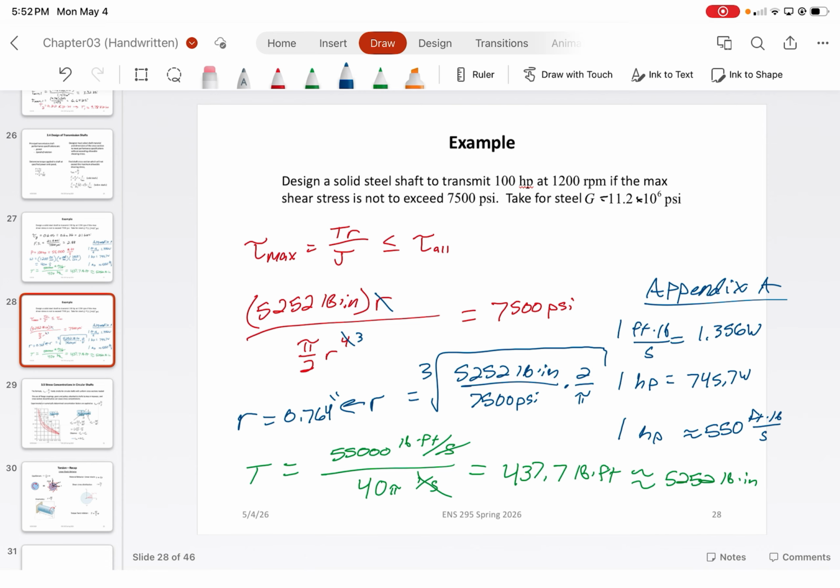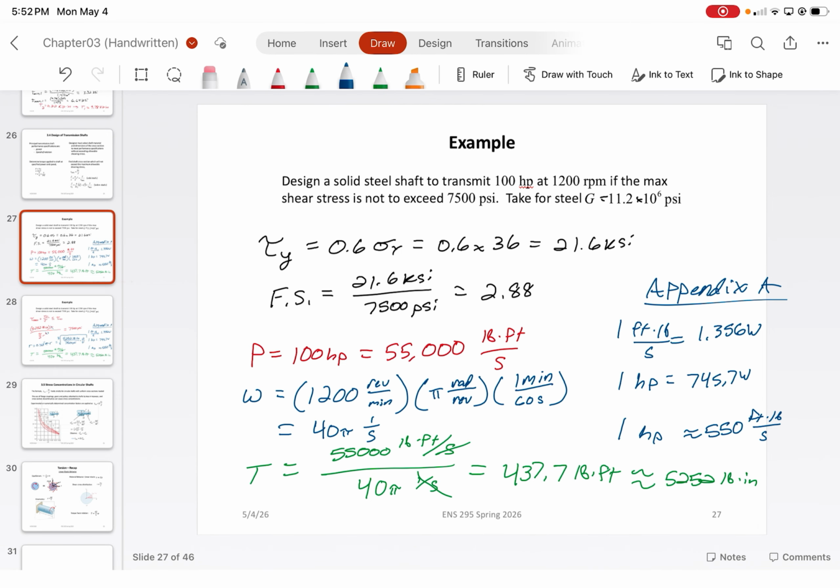All right. What radius would you use for the shaft then? Is a 3/4 inch radius good? No. What if you wanted to use a factor of safety of 2? Is it still good? What was the factor of safety that we specified previously?